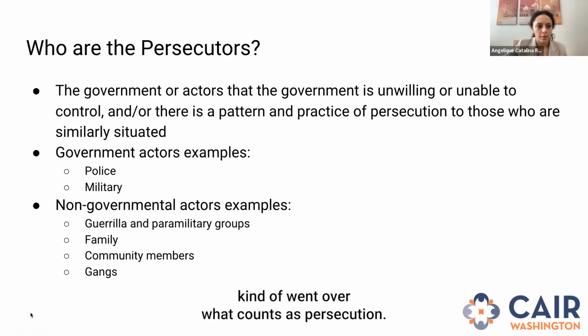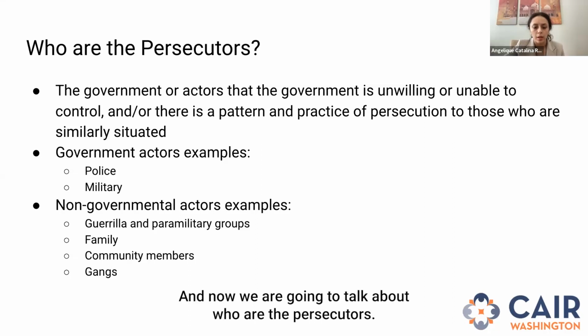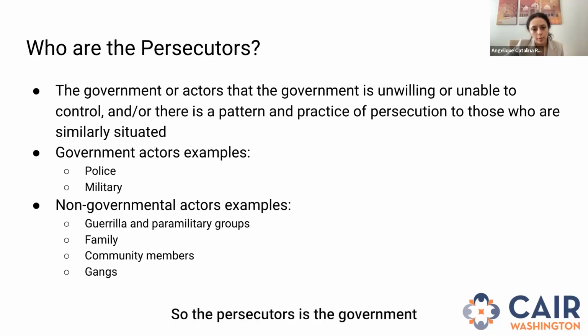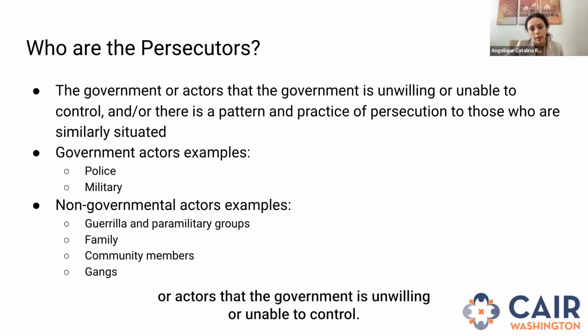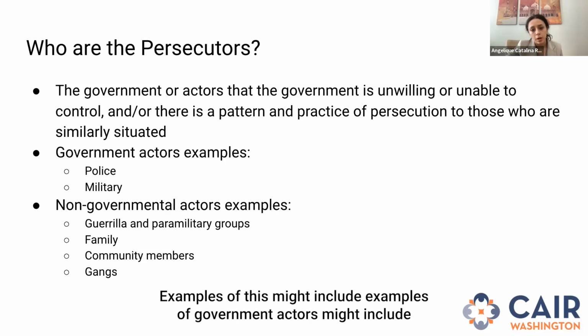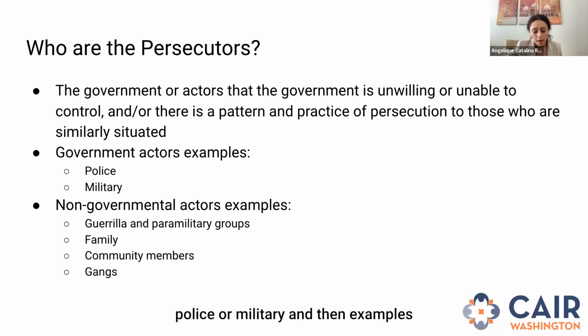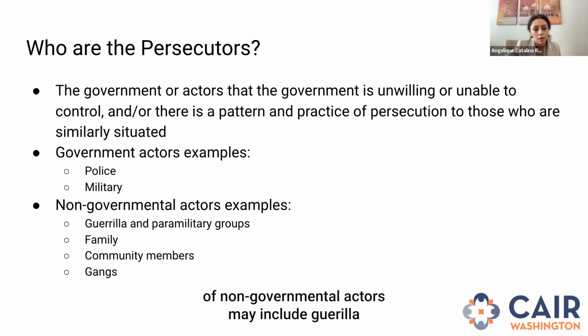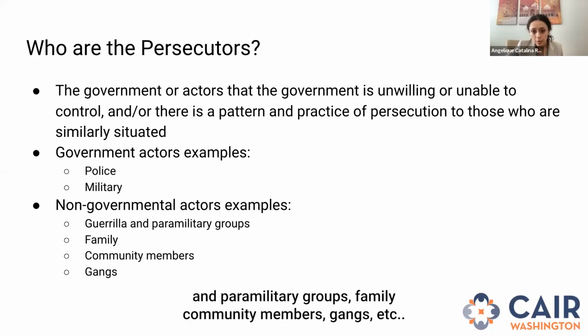So Alex went over what counts as persecution, and now we are going to talk about who the persecutors are. The persecutors are the government or actors that the government is unwilling or unable to control. Examples of government actors might include police or military, and examples of non-governmental actors may include guerrilla and paramilitary groups, family, community members, gangs, etc.